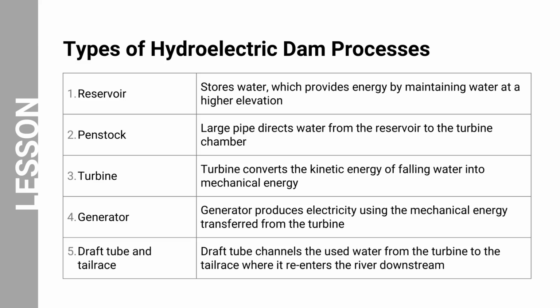Magnets and coils within the generator interact to generate an electric current. 5. In the draft tube and tail race process, the draft tube, which is a large pipe that guides water downward after it has passed through and spun the turbine, channels the used water from the turbine to the tail race, which is an area where this water is finally released back into the river, where it re-enters the river downstream.